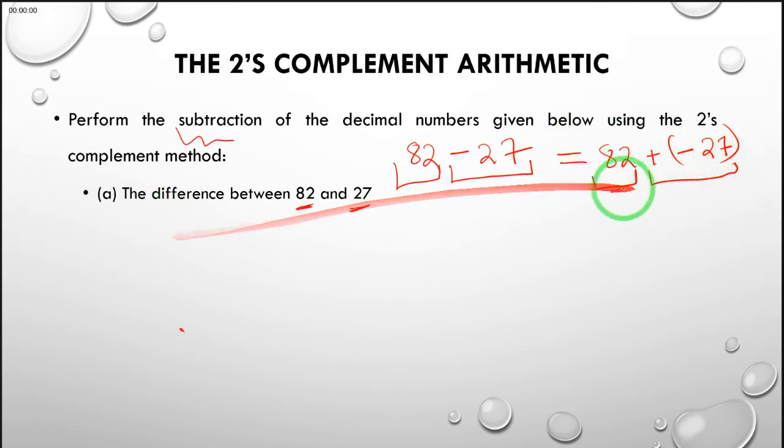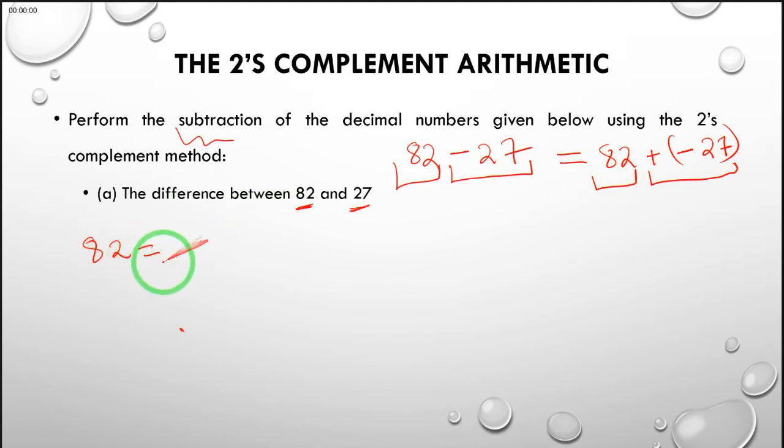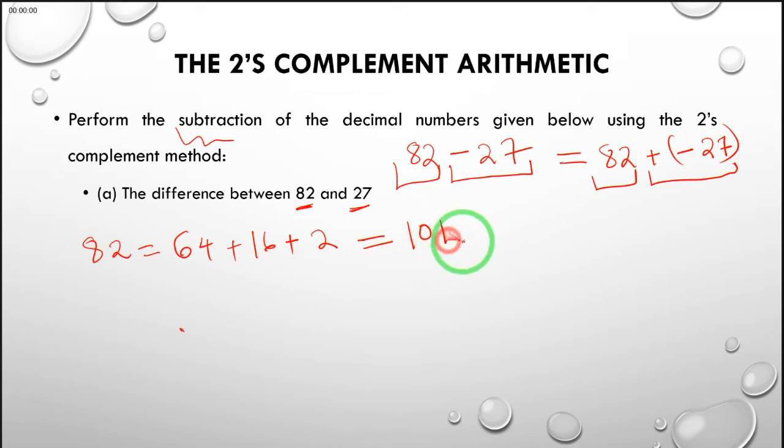Therefore, what we need to do is express 82 in binary form as equivalent to 64 plus 16 plus 2, which is equivalent to 1, 32 is 0, 16 is 1, 8 is 0, 4 is 0, 2 is 1, and 1 is 0. So this is equivalent to 82, but we need to express it in the 8-bit notation. Therefore, we add a 0 to the left so that we are sure that the number has a 0 as its most significant bit. The other number is 27.